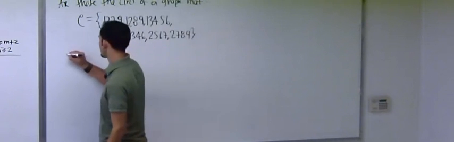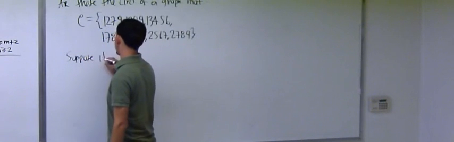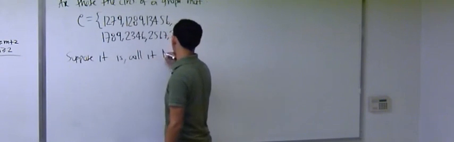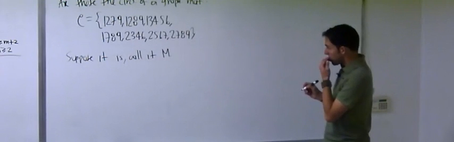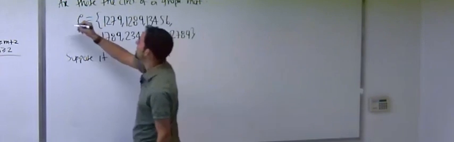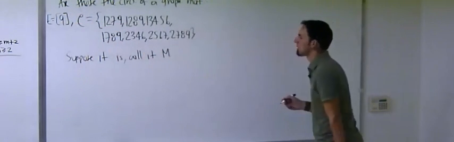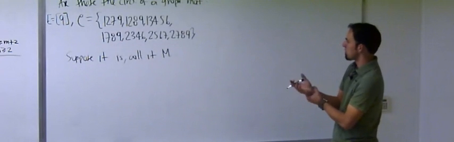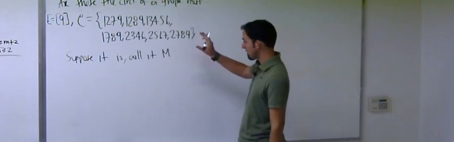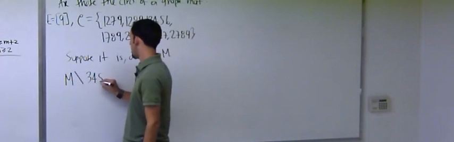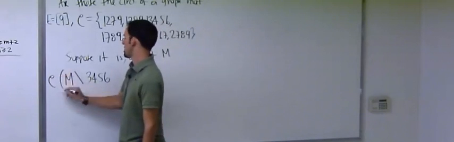Well, suppose it is. Let's call it M. Okay. Now what I want to do, I didn't tell you the ground set. Let's say that the ground set is all the numbers from 1 to 9. These are the circuits. And let's suppose that this is a graphical matroid. Okay. Now I'm going to take this matroid and delete the elements 3, 4, 5, and 6. What are the circuits of this matroid?